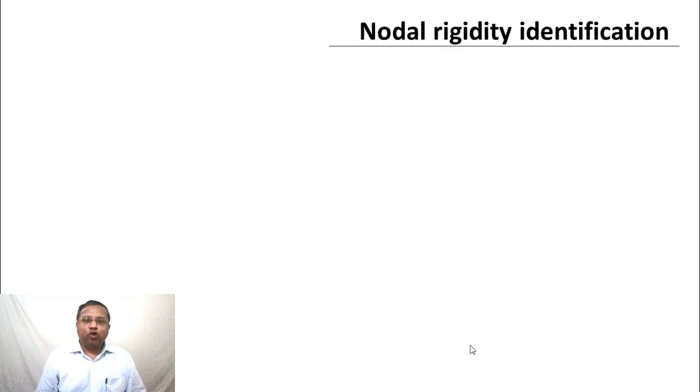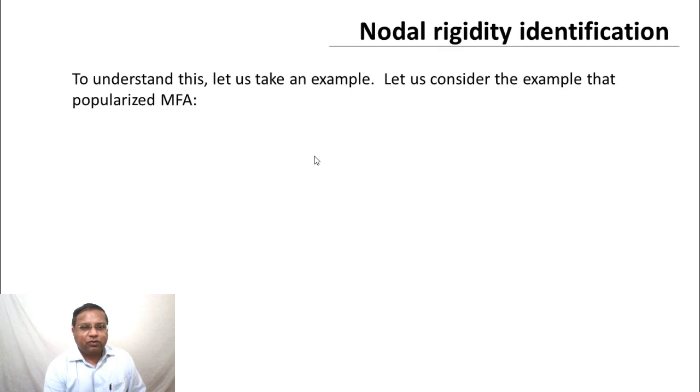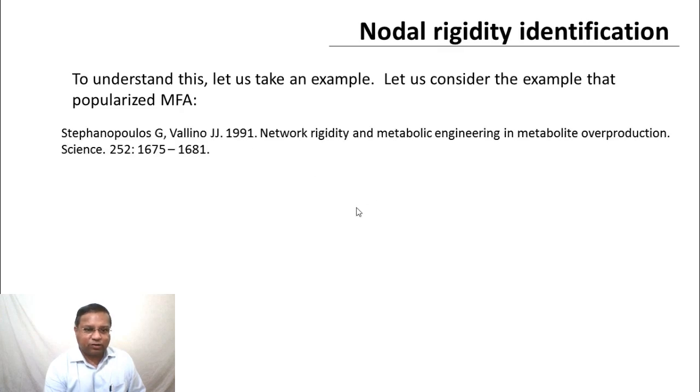Now let us look at nodal rigidity identification. This is what went into the lysine improvement that we talked about, Vallino and Stephanopoulos' work, early 90s. To understand this, let us take an example, the example that popularized metabolic flux analysis, the lysine production. This is the reference here. It has also been given in your list of references. You can go and take a look at it. Stephanopoulos and Vallino, 1991, Network Rigidity and Metabolic Engineering in Metabolite Overproduction, published in Science.